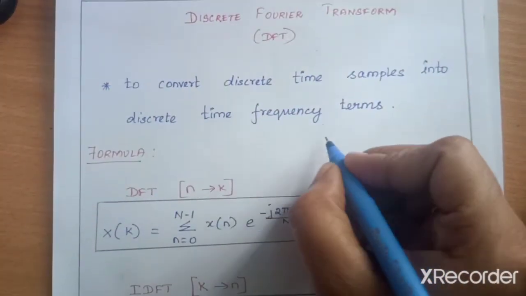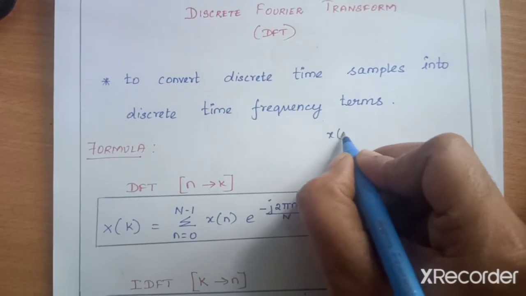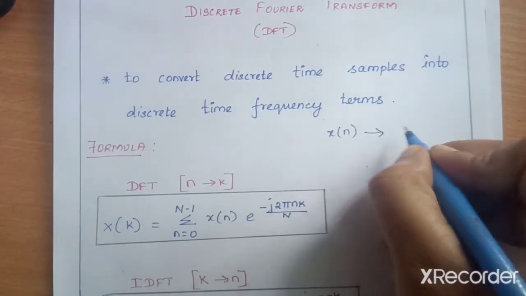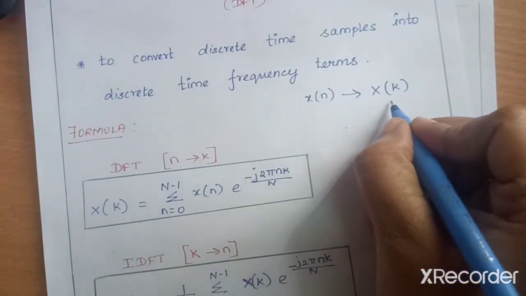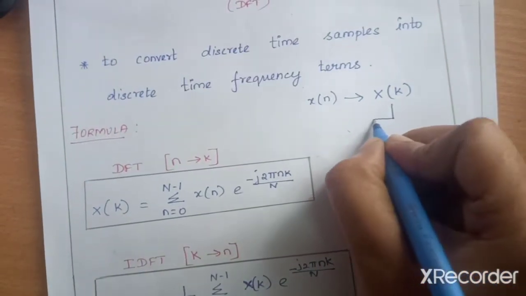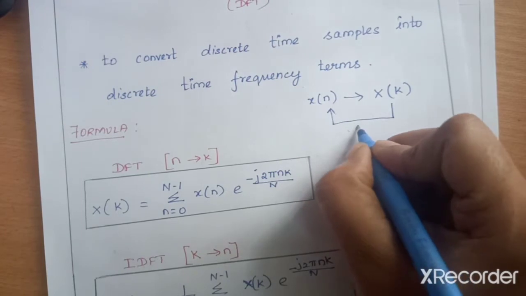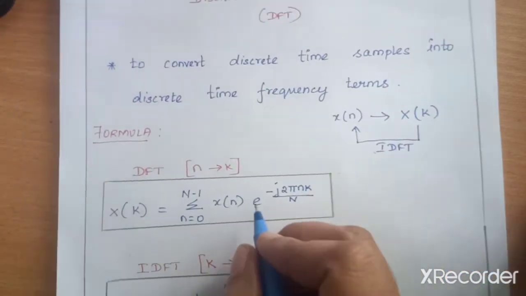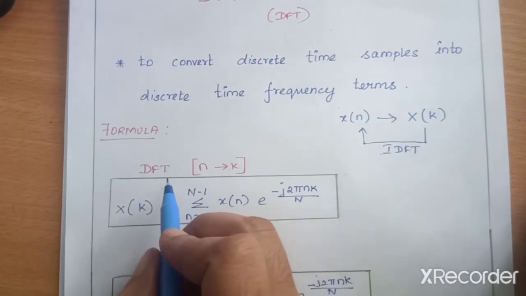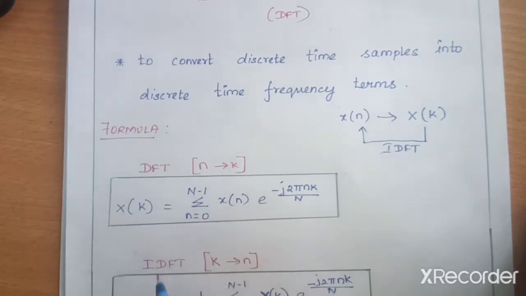which means here x of n will be given. You have to find the capital X of k. So for inverse DFT, the capital X of k will be given. You have to find the small x of n. So let us see the formula for DFT and also IDFT.